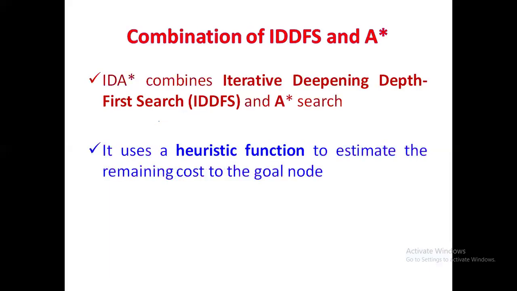IDA star combines the IDDFS, that is iterative deepening depth first search, and A star search to efficiently find the shortest path. It uses the heuristic function to estimate the remaining cost to the goal node. The algorithm iteratively deepens the search while adjusting the threshold based on the F score. This ensures both memory efficiency and optimal pathfinding.